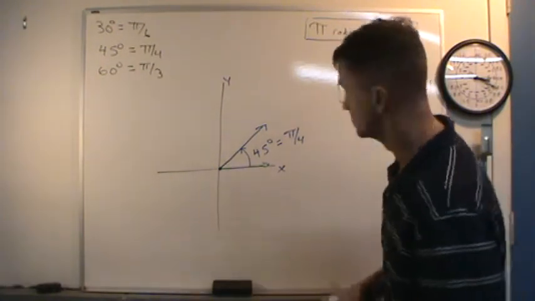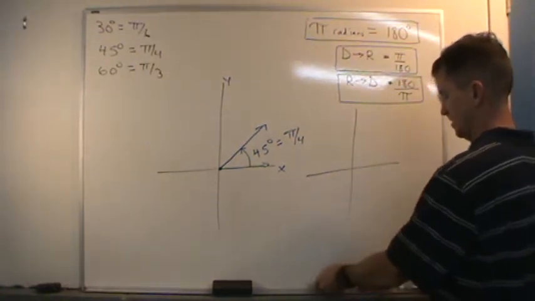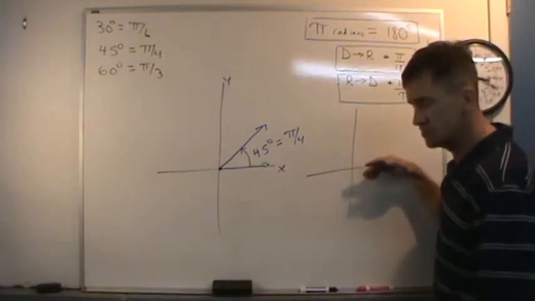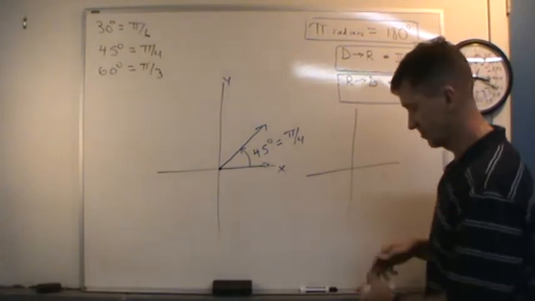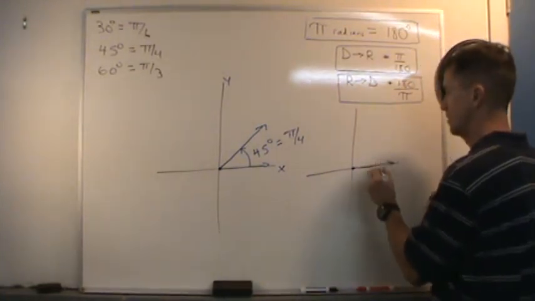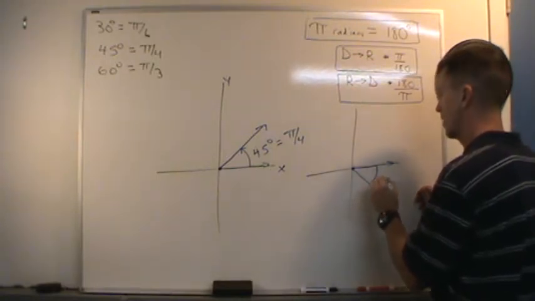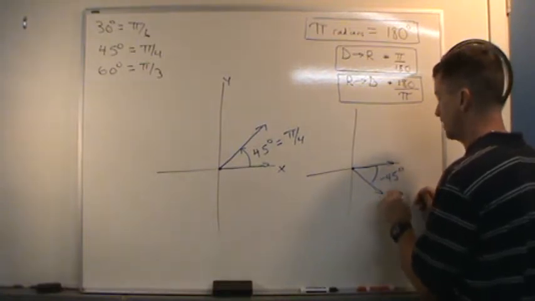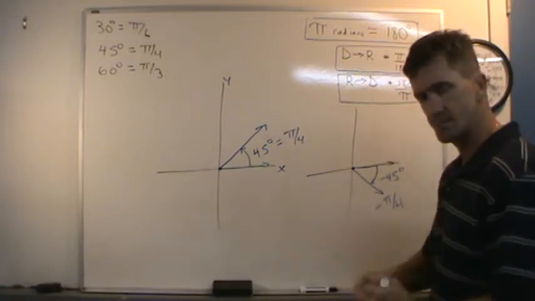Angles can be negative though. So let's say we have an angle that's negative 45 degrees. Negative angles, still in standard position, rotate in a clockwise direction. So start here, initial side, rotate 45 degrees this way. Alright, that's negative 45 degrees, or negative pi over 4 radians.